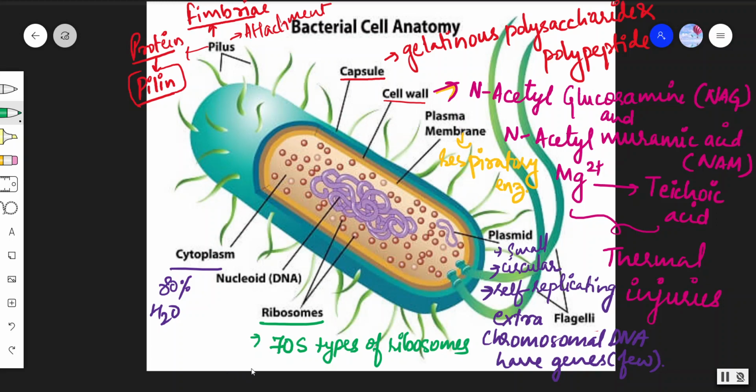Consists of rRNA, ribosomal RNA and proteins. Clear? Next, moving towards the nucleoid.